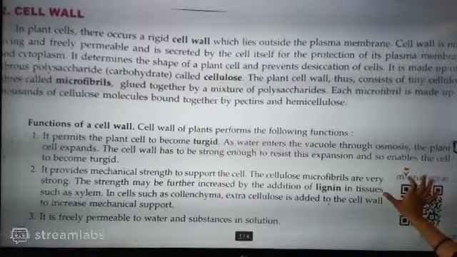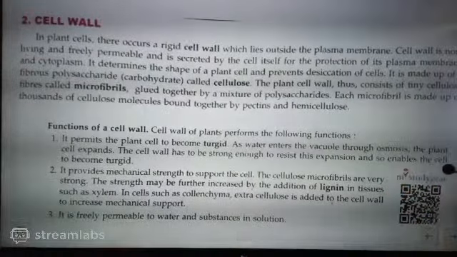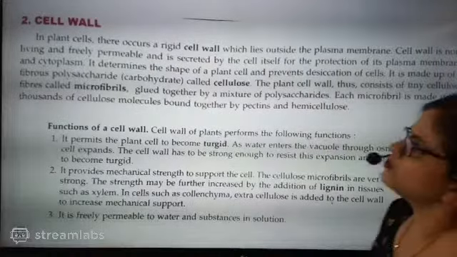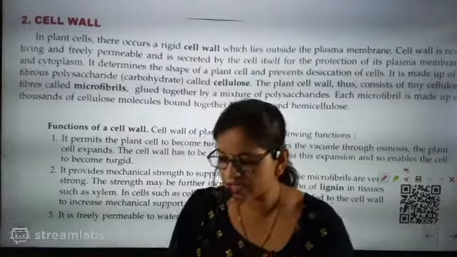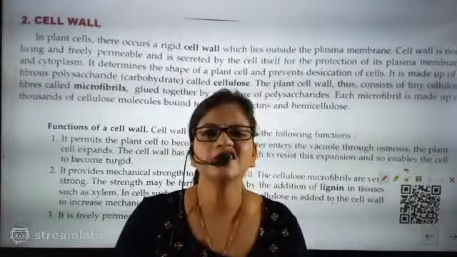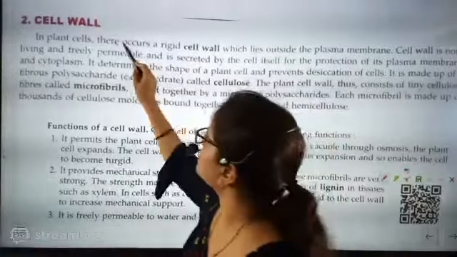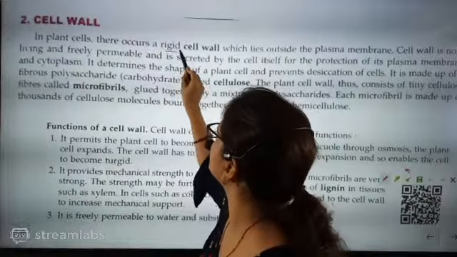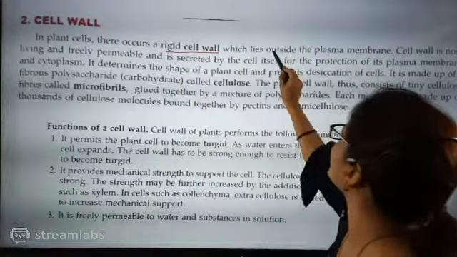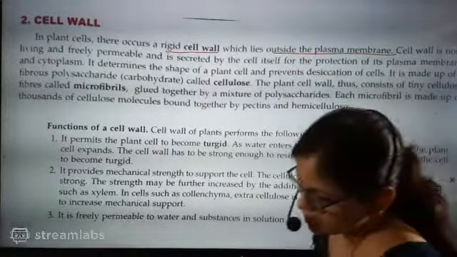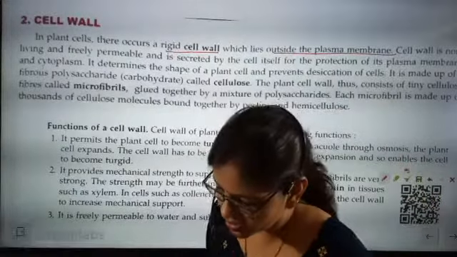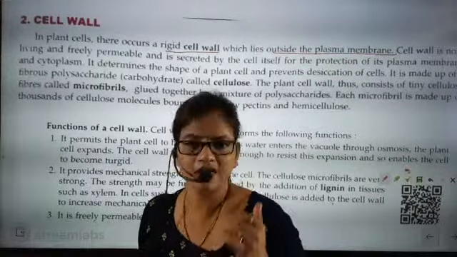Okay. So just two to three points you have to remember about the cell wall. The most important point is that the cell wall is rigid. Let's see what they are writing about. In plants there occurs a rigid cell wall which lies outside the plasma membrane. That means the cell wall is only present in the plant cell.